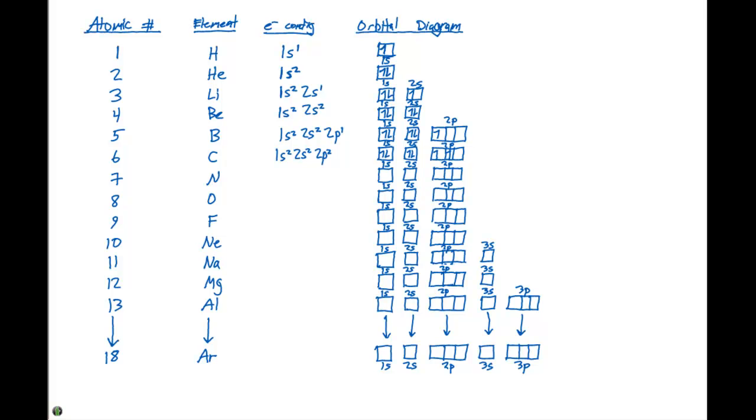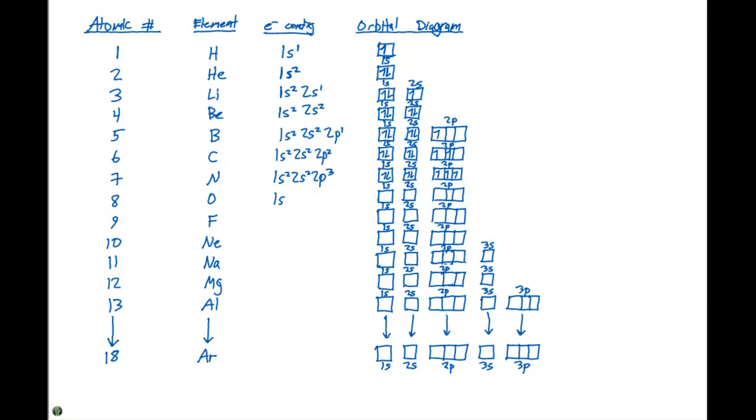So now for nitrogen, which has 7 electrons, we do 1s2, 2s2, 2p3. So we fill in the 1s and the 2s orbitals just like we did before, and then we need 3 electrons in the p orbitals, which are all going to go spin up. And that again follows Hund's rule.